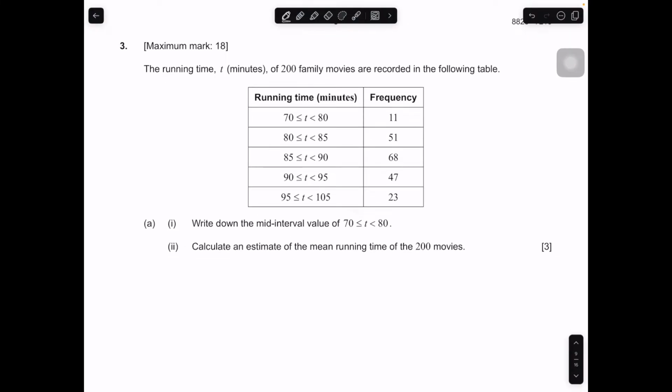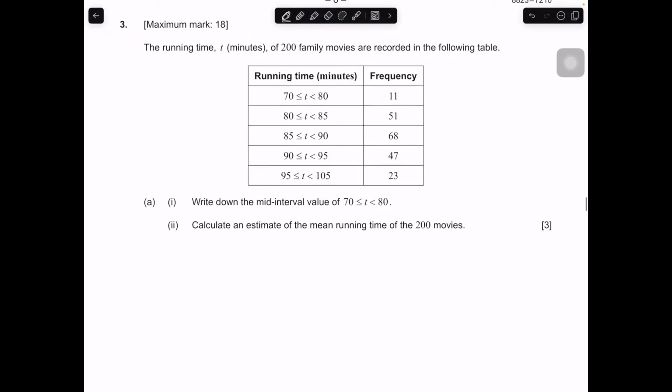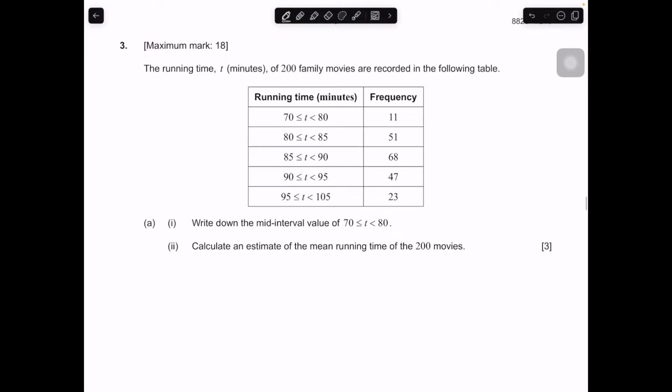Okay. Next question, 18-mark question. The running time T minutes of 200 family movies are recorded in the following table. So we have this group frequency table here. And we want to write down the mid-interval value of T is greater than 70 and less than 80.